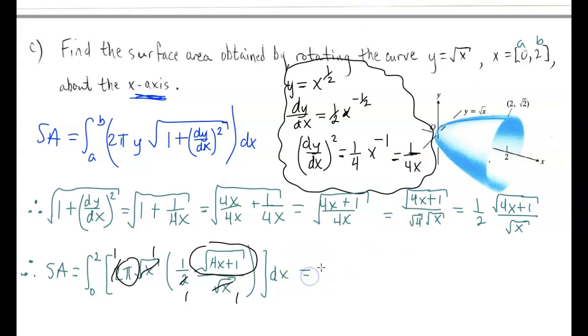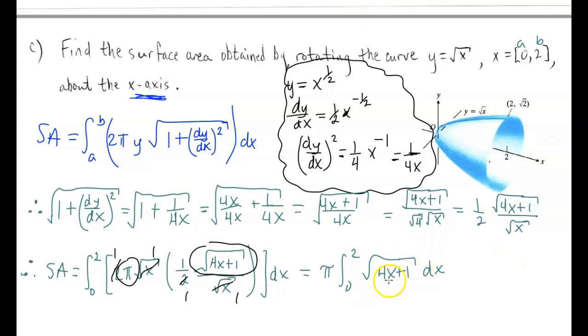So we have all of this. We have pi, integral from 0 to 2, and we just have square root of 4x plus 1 dx. And so we just need to take the antiderivative of square root of 4x plus 1. And again, this is another substitution rule type situation.